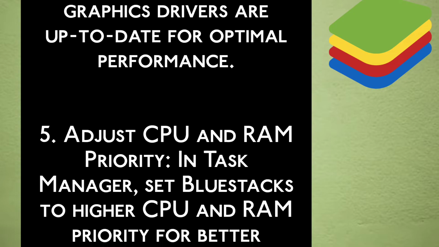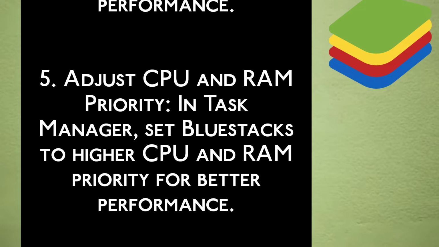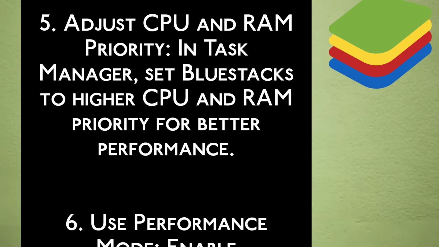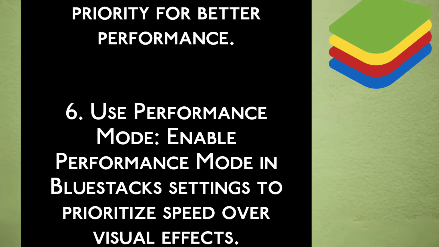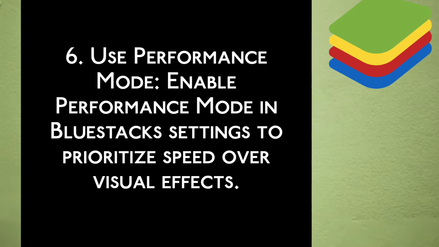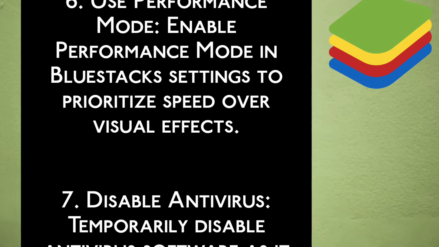Step 5. Adjust CPU and RAM priority. In Task Manager, set Bluestacks to higher CPU and RAM priority for better performance. Step 6. Use Performance Mode. Enable Performance Mode in Bluestacks settings to prioritize speed over visual effects.